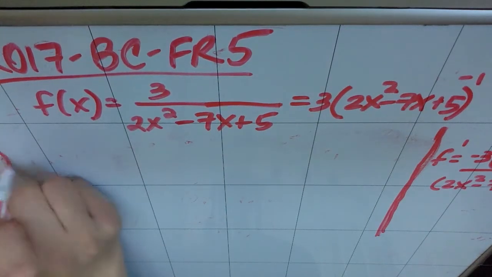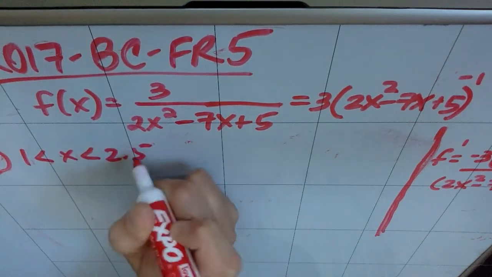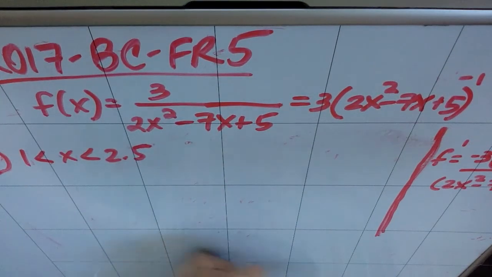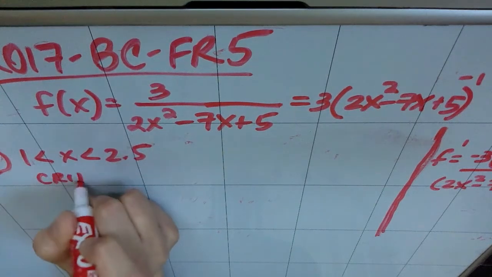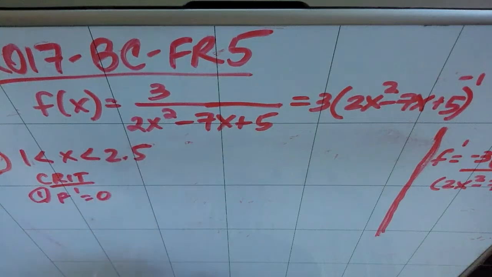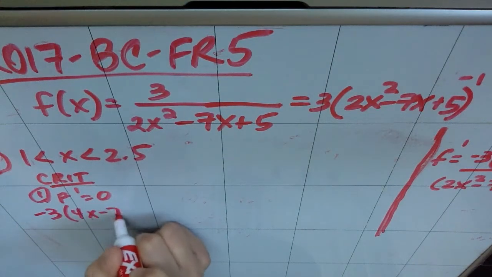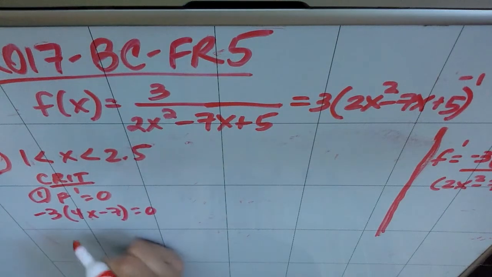So we're asked to find the critical points. And they did say from 1 to 2.5 exclusive. So here are the kinds of critical points we have. There are 3 kinds of critical points. Type number 1, f prime is 0. Well, the numerator of f prime would have to be 0, so negative 3 times a 4x minus 7 would have to be 0.